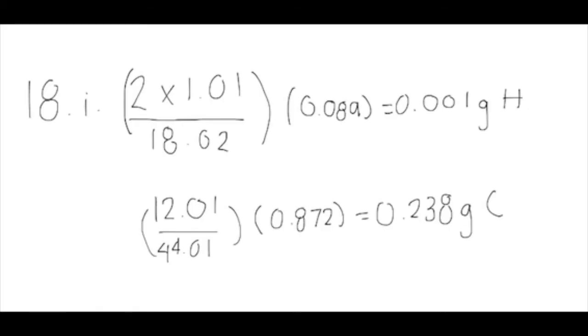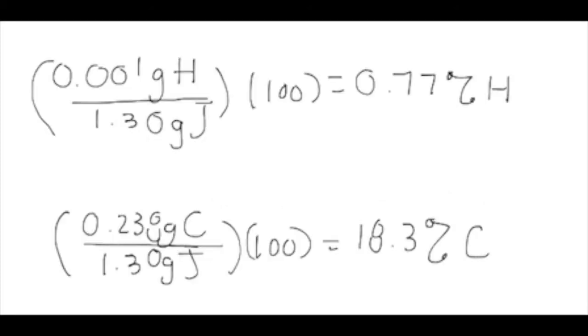So for 18A, before we find the percentage, we have to find the mass of carbon and hydrogen in J. To find the mass of hydrogen, we take the atomic mass of hydrogen and put it on top of the molar mass of water and multiply it by the amount of substance given, which in this case is 0.089, and we get 0.001 grams of hydrogen. Then we do the same for carbon and put the atomic mass of carbon, which is 12.01, over the molar mass of carbon dioxide, which is 44.01, and multiply it by the amount of substance given, which is 0.872, and we get 0.238 grams of carbon.